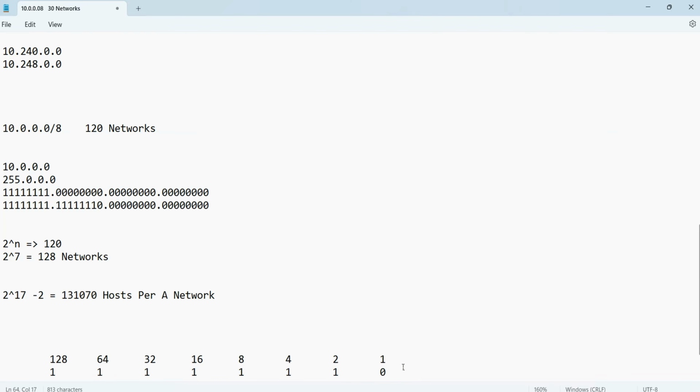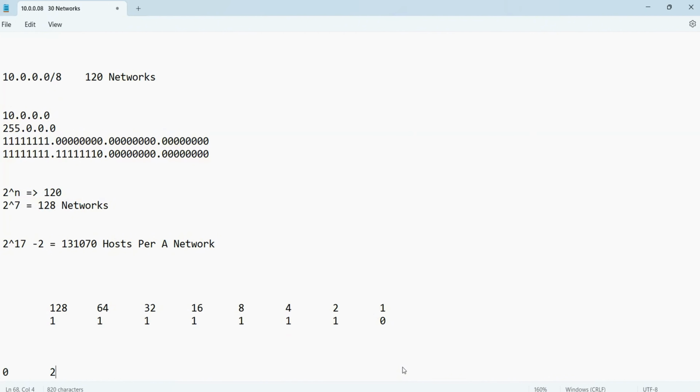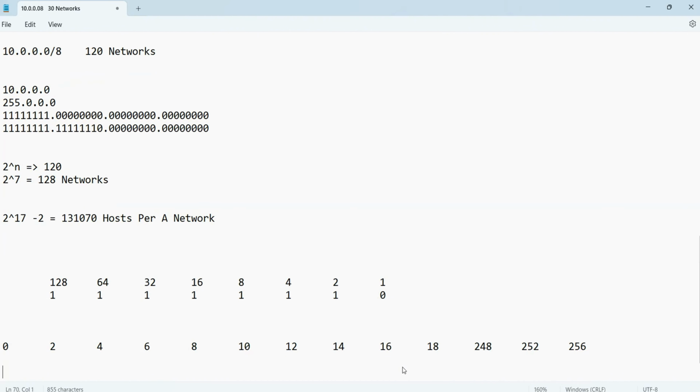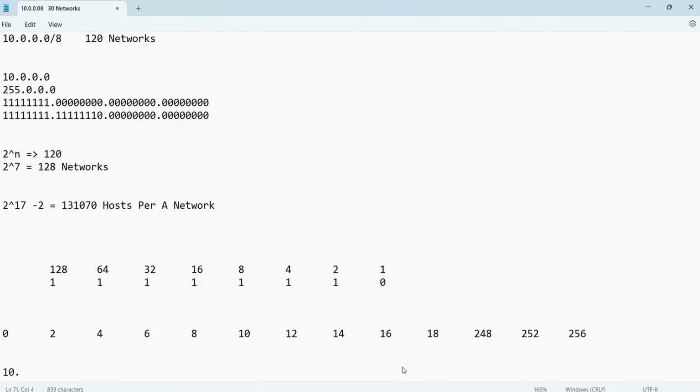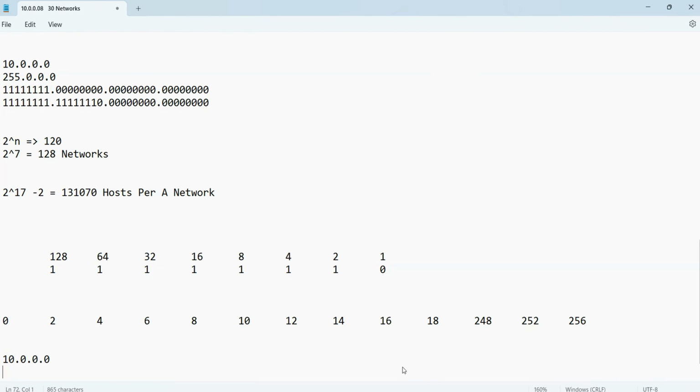So my jump start is a what, folks? Is a 2. 0, 2. Look at this. Then 4, then 6, then 8, then 10, then 12, then 14, then 16, then 18, until what number? Eventually it's going to reach what? 248, then 252, then 256. Okay, what is the actual network? 10 dot what? 0 dot 0 dot 0. My next network, 10 dot 2 dot 0 dot 0.